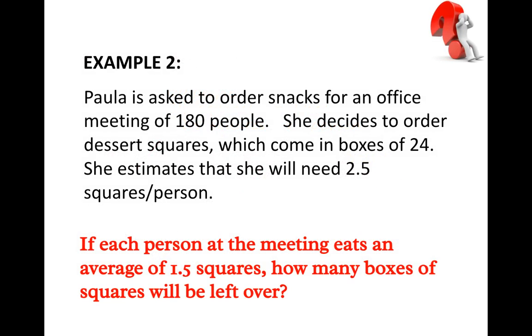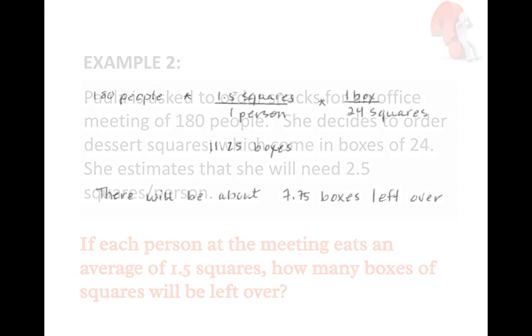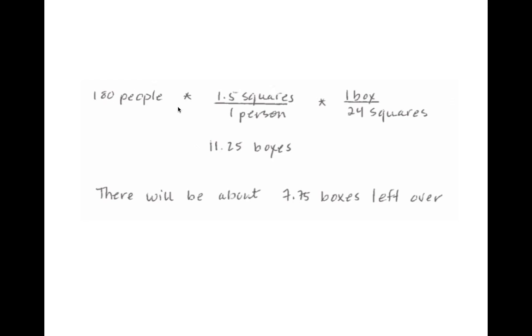Now, if each person at the meeting actually only ate an average of 1.5 squares, how many boxes of squares will be left over? So let's see what we can do with this one. We take 180 people and multiply it by the squares per person, the box for squares. So we realize that we are only using 11.25 boxes, but remember that we bought 19 boxes. So when we find the difference of those two, there will be about 7.75 boxes left over.